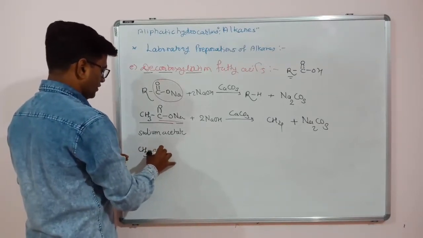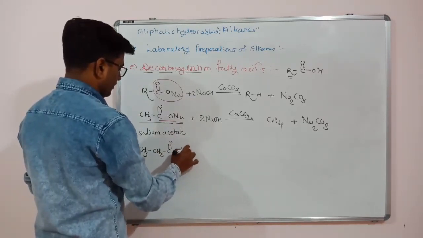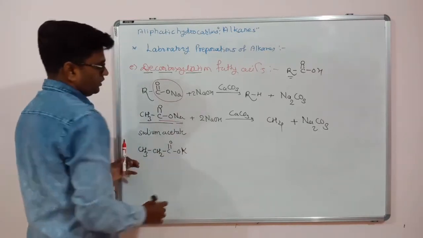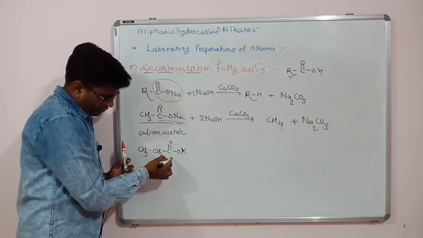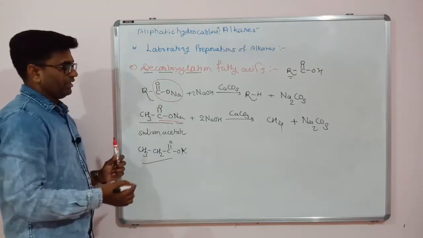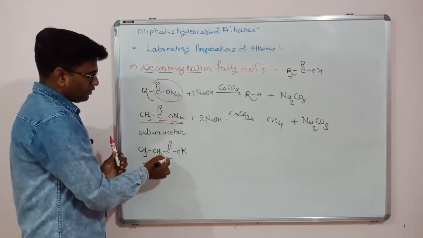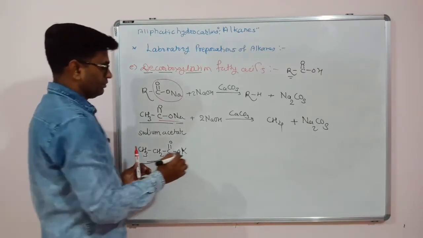One more example. Suppose CH3CH2COOK. Now what is this? Potassium salt of propanoic acid. This is propanoic acid, 3 carbons, right? So the name of this molecule is potassium propanoate.